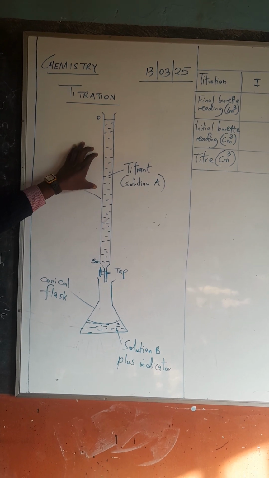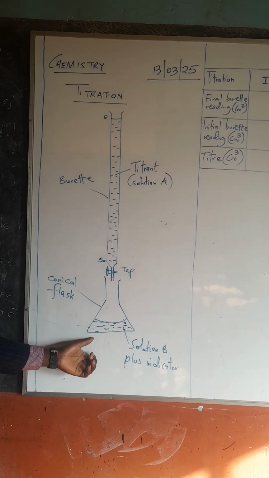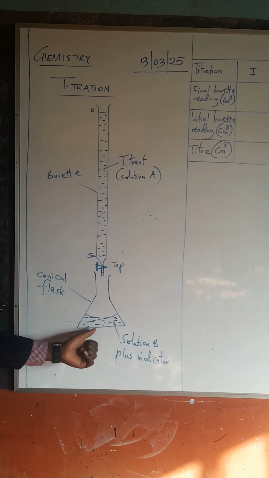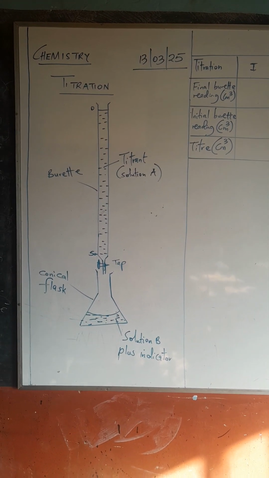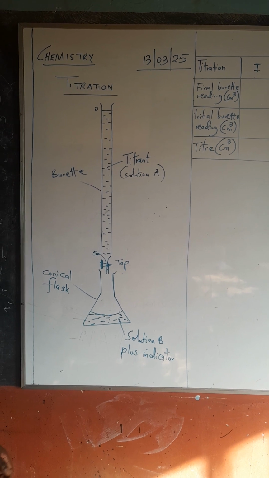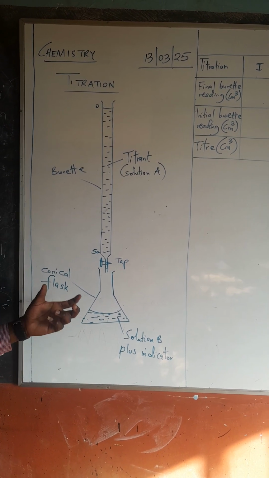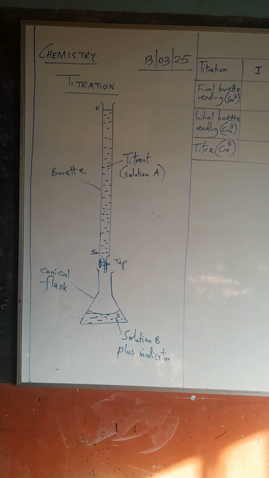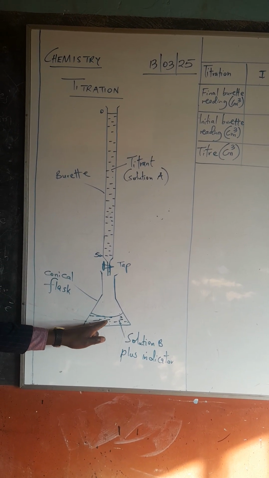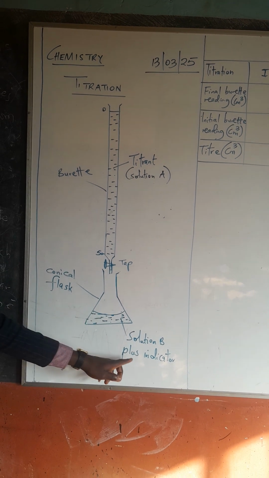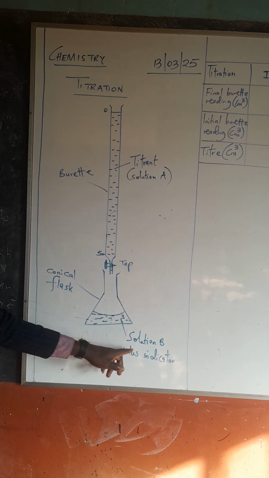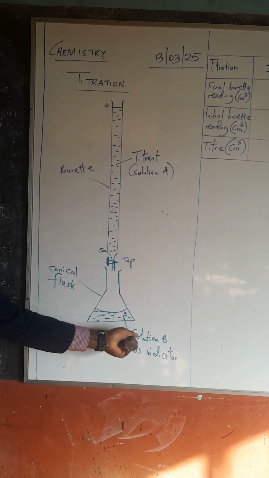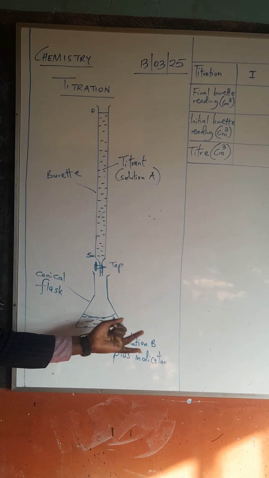The burette is here and the conical flask is here. To put things into perspective, the solution that is in the conical flask down here is the solution that you get from the pipette. Remember, I said you suck 25 cubic centimeters of one of the solutions, you transfer it to the conical flask. Then you add an indicator. That's why here I've labeled solution B plus an indicator. Solution B can be an acid or a base.